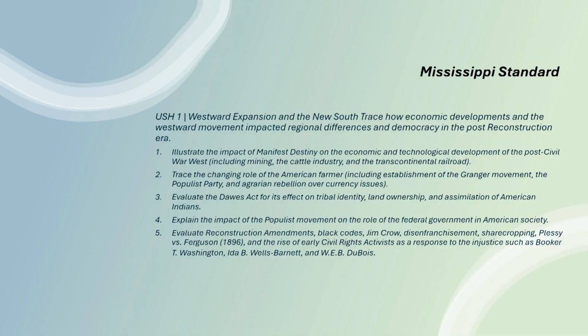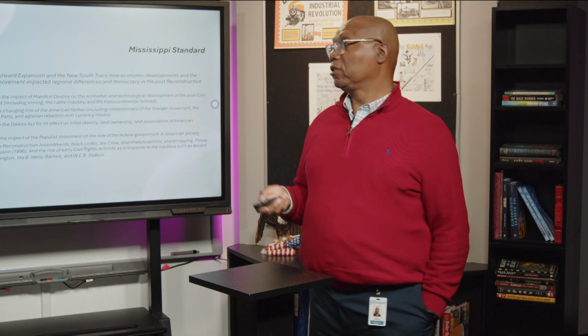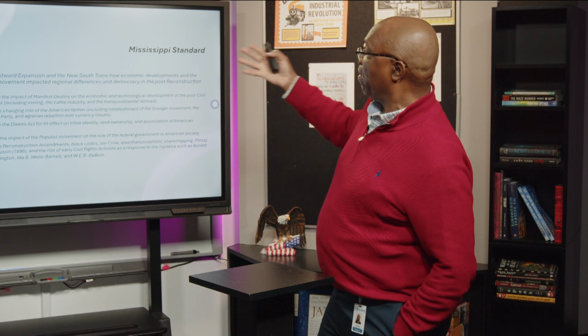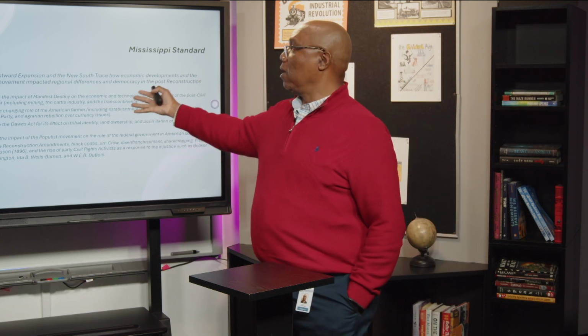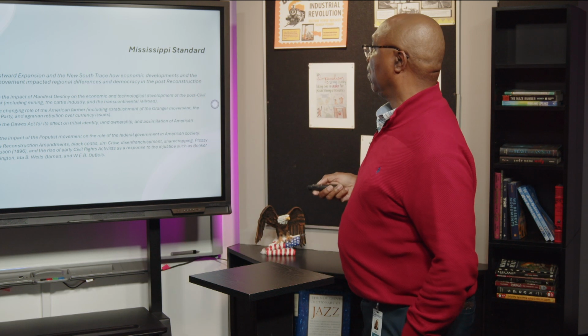It says westward expansion in the New South: trace how developments in the westward movement impacted regional differences in democracy in the post-Reconstruction era. What we're going to do is look at farmers and the things they faced, in terms of the populist movement that was created to improve their conditions. And we also have 5 supporting objectives that go along with standard number 1, westward expansion in the New South.